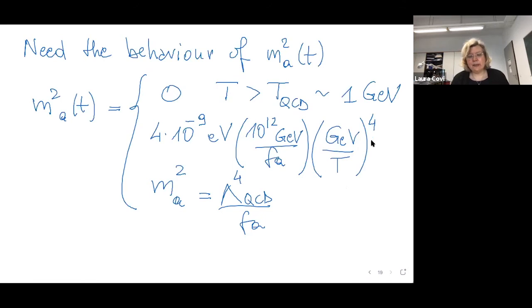There have been also a couple of years ago a few discussions that maybe the dependence is not exactly t to the 4. There were also people proposing slightly different behavior, but at the end it does not make a huge difference in the number density of the axion.